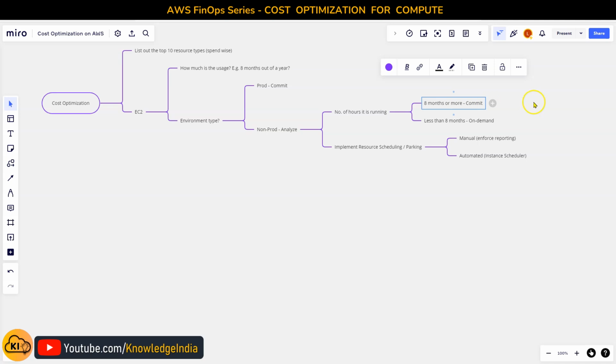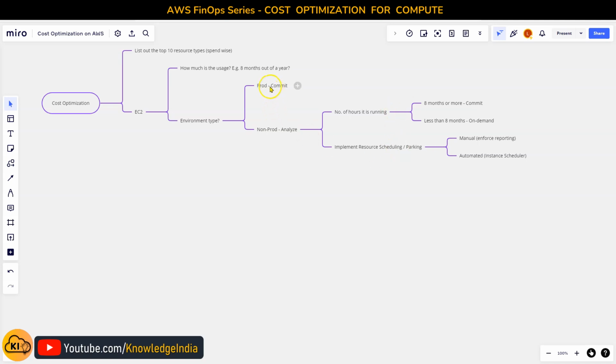If there really is a valid use case of that type, then you should go ahead and calculate its overall running duration for the whole year, and if it comes near to that break-even point of like 7-8 months, then you may go ahead and do a reservation or commitment for that as well. Okay, so that's for the non-prod.